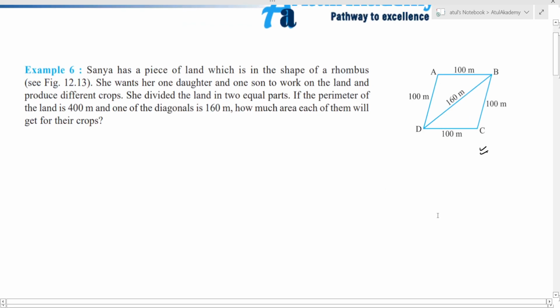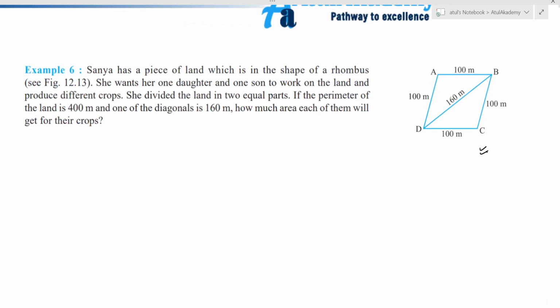So first, this is the example. Let's read it out. Sanya has a piece of land which is in the shape of a rhombus. Now, why this exercise has been deleted, let me just tell you, because one of the chapters, area of a parallelogram, has been deleted. So you need to know more about the properties of a parallelogram. We know that a rhombus is a parallelogram and all its four sides are equal.